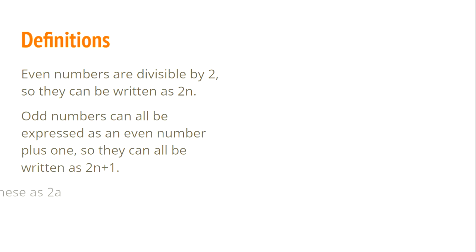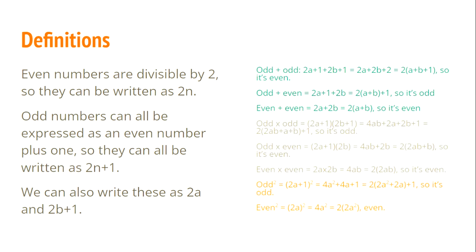We can also use variations on these, like 2a and 2b plus 1, as n isn't an actual number, it's just a variable representing an unknown. Using these definitions, we can prove some facts about odd and even numbers by replacing odd and even in our equations with the actual algebraic expressions. Then, with our answers, if we factorize out 2, we can express the answer as either 2n or 2n plus 1, allowing us to say that the answer will always be even or odd. This is the basis of proof by deduction.